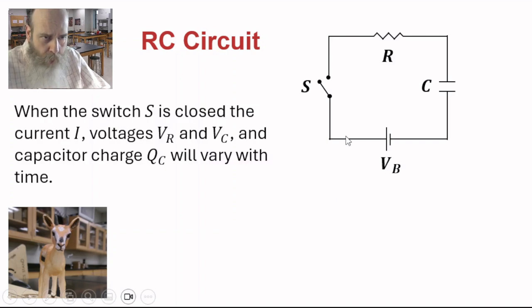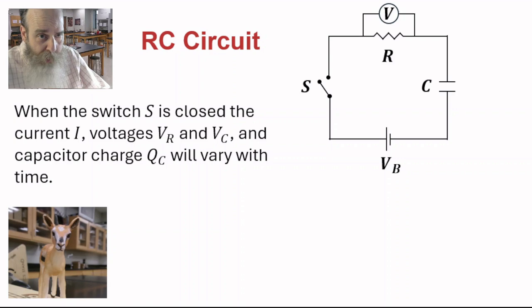When the switch is closed, the current through the circuit, the voltage across the resistor, the voltage across the capacitor, and the capacitor charge will vary with time. And we can measure the voltage across the resistor and capacitor by connecting a voltmeter, or voltage probe, across the circuit element.